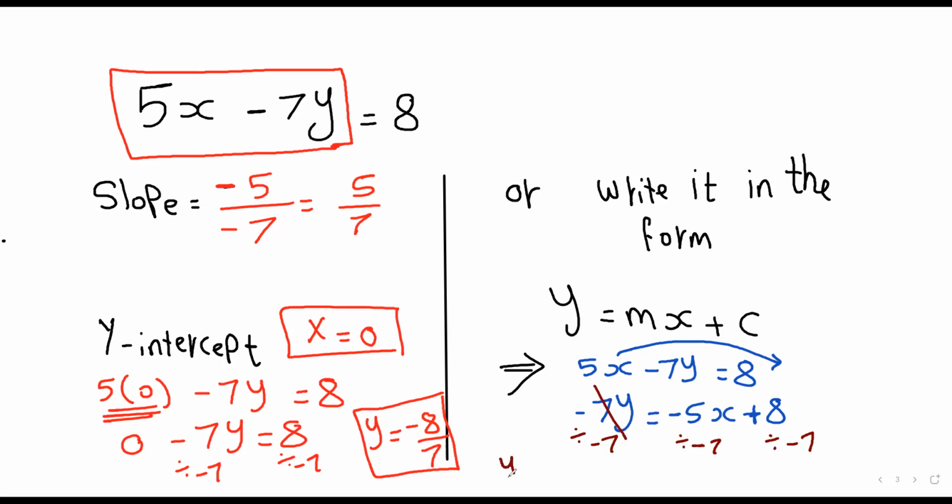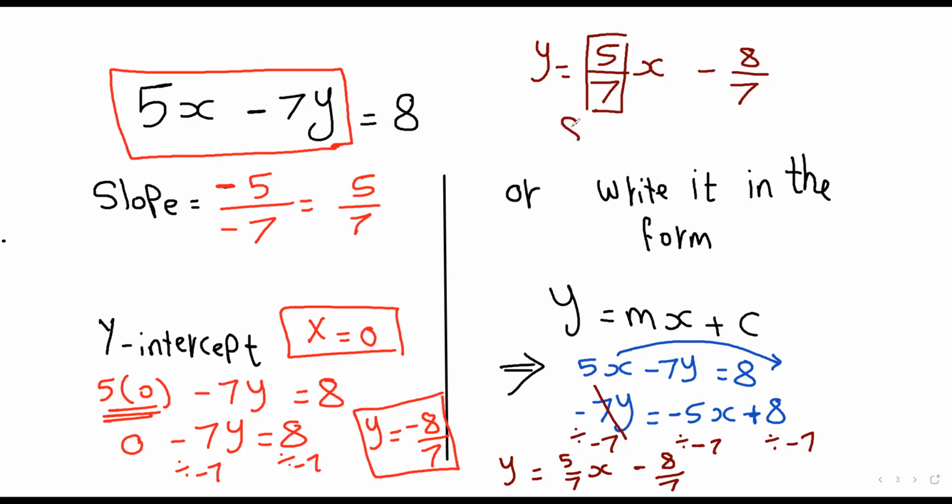So y is going to be equal to negative 5 divided by negative 7, which is 5 over 7x. And 8 over negative 7 is negative 8 over 7. So y equals 5 over 7x, negative 8 over 7. Here, the coefficient of x represents the slope, and this is the y-intercept. Did you get it? Yeah.